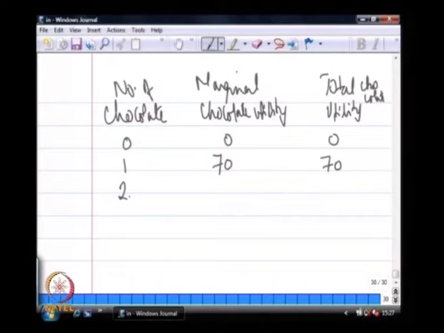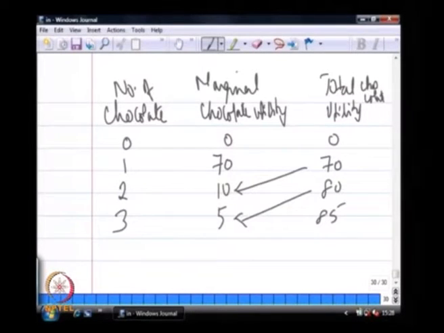Let us say I desire to have one more, and I have already had one chocolate, now I have decided to have one more. The marginal utility will not be the same 70, let us say it is 10, while the total utility is 70 plus 10. I desire to take one more chocolate, the marginal utility is 5, the total utility is 85. I desire to have one more, marginal utility is 3, the total utility is 88.